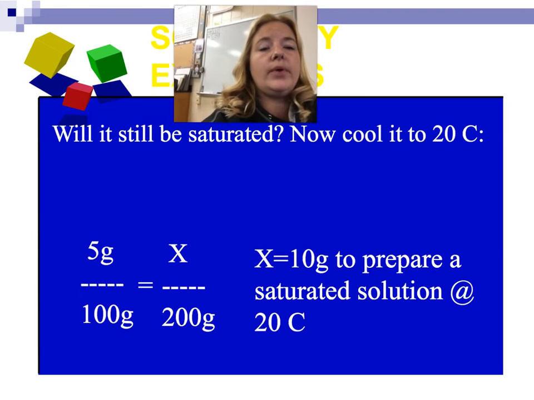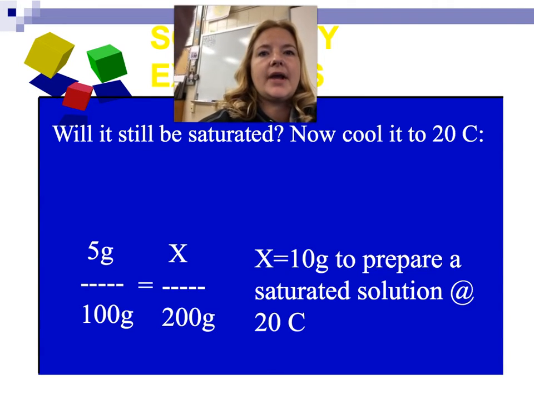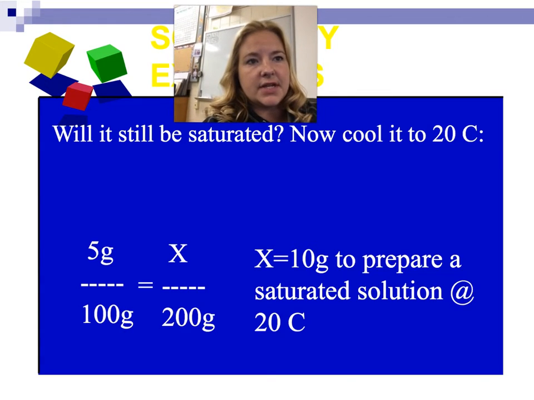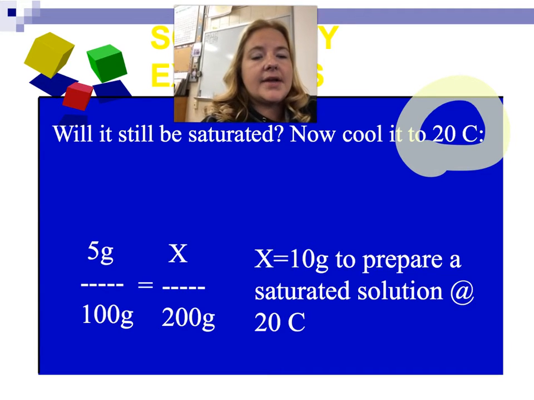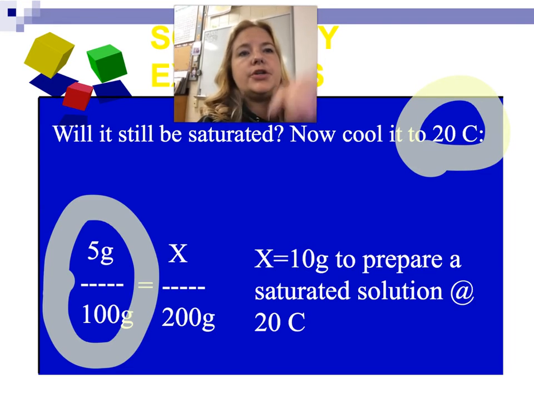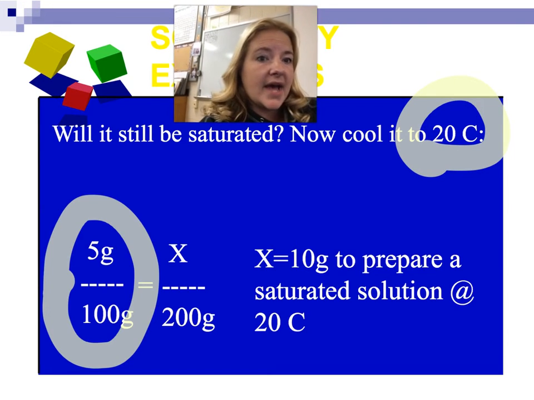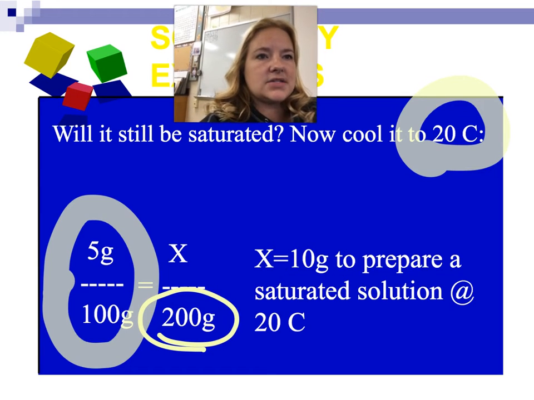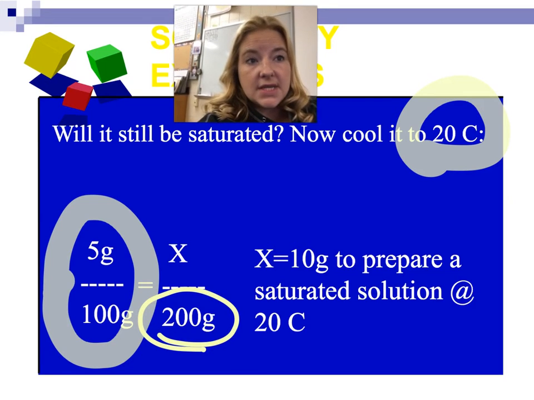So on the next step, will it still be saturated? We figured out that we needed to put in 15 grams at that particular temperature. Now at 20 degrees Celsius, here's the key. At 20 degrees Celsius, we can only fit 5 grams for every 100 grams of water. So that means that if I've got 200 grams of my solvent, I can fit 10 grams of that solute in. But if you remember from the previous slide, we put 15 grams in at that other temperature.